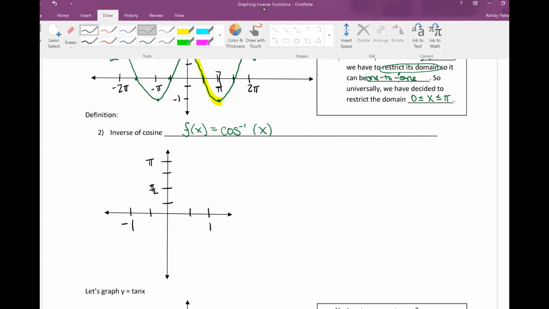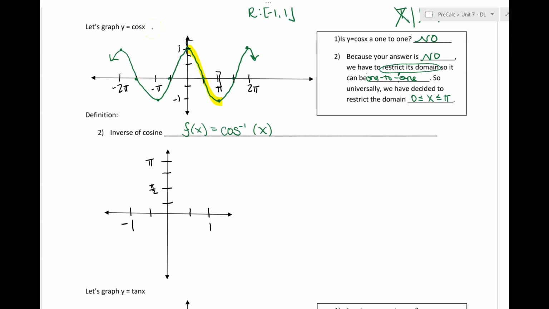All right, let's do it, guys. At 0, cosine is 1. So if I'm switching my x and y, that means that 1, 0 exists on my inverse function. If there is a point at pi over 2, 0, then that means that we have a coordinate at 0, pi over 2. And if there is a coordinate at pi, -1, that means we're going to have a coordinate at -1, pi. Because again, with inverse functions, your x and y values switch.